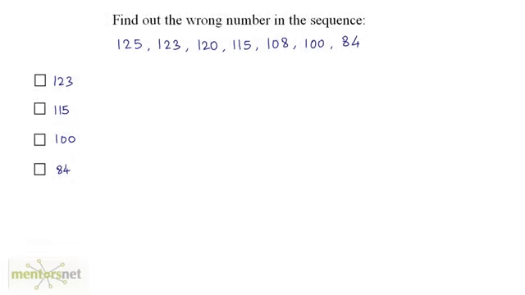Okay, what could be the answer of this question? Alright, so to obtain the second number from the first number, we need to subtract 2 from it, right? So 125 minus 2 is 123. 123 minus 3 is 120. 120 minus 5 is 115. 115 minus 7 is 108. And 108 minus 8 is 100. And 100 minus 16 gives you 84.